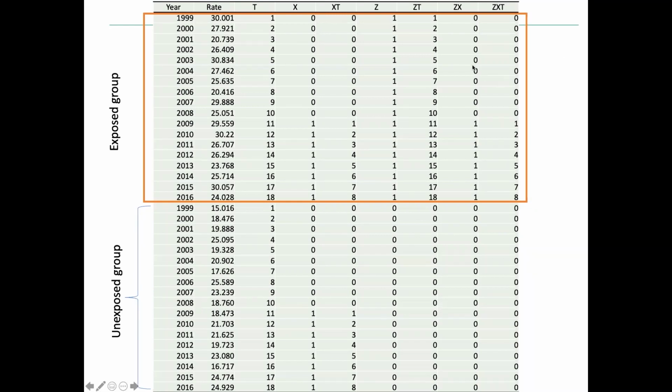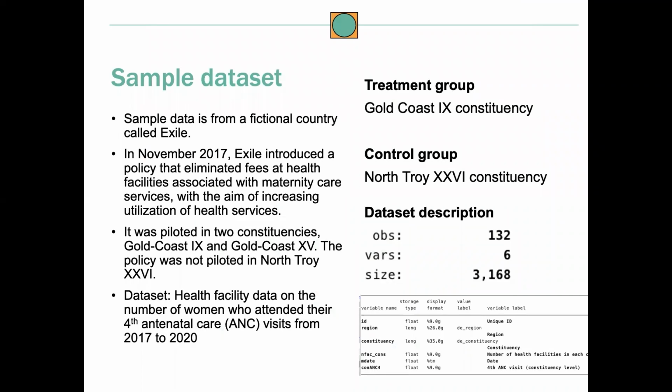Our ZX is then for the treatment group alone. Our ZX is a dummy variable for pre and post periods for our treatment group. And our ZXT is the time after the intervention or policy for our treatment groups. And so these are the variables that your data set should have. And we're going to go through analyzing this data set using interrupted time series.